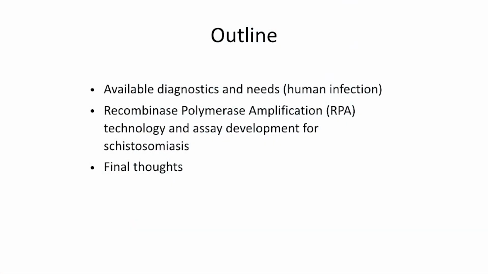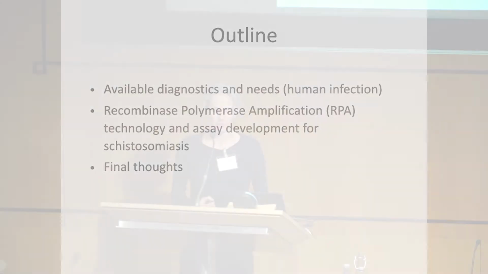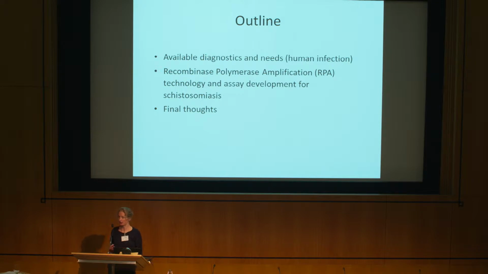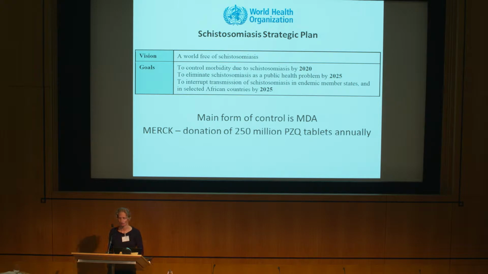So I'm going to briefly start by going through available diagnostics for schistosomiasis, the pros and cons of them. Then I'll present you some research which I've been doing using RPA, which was mentioned first thing this morning, an isothermal molecular diagnostic. And then I'll just round up by bringing together some final thoughts about diagnostics, and really thinking about differences in different diseases and why the same diagnostics won't be universal across diseases.